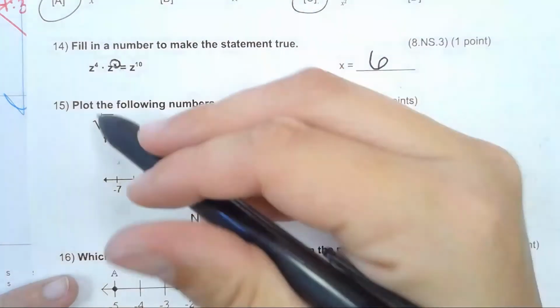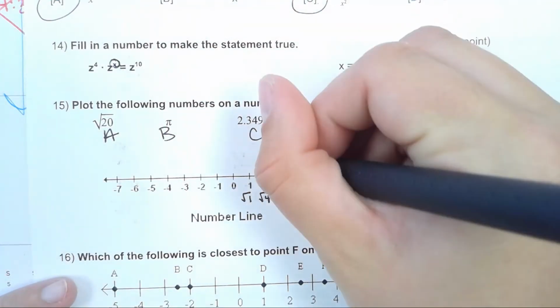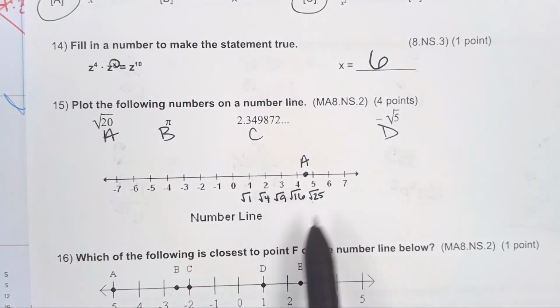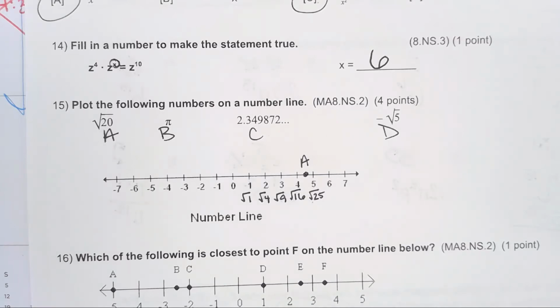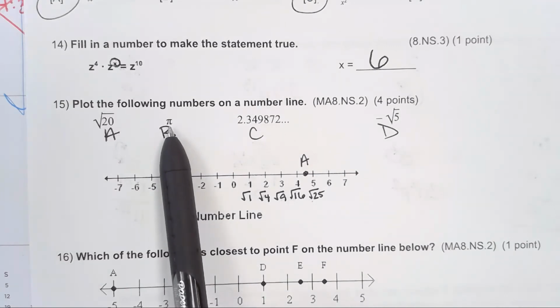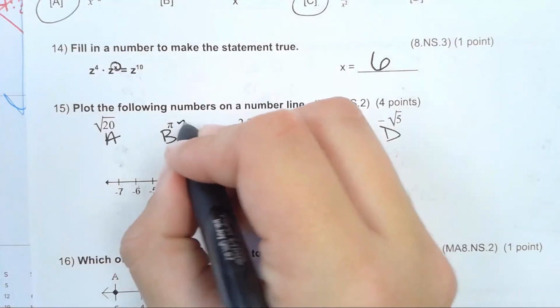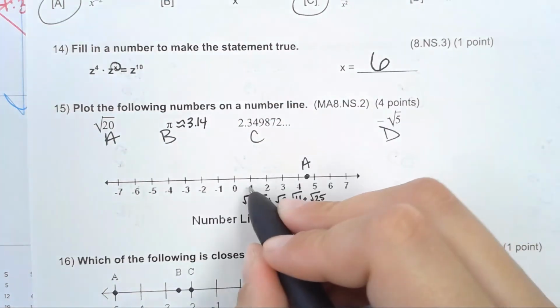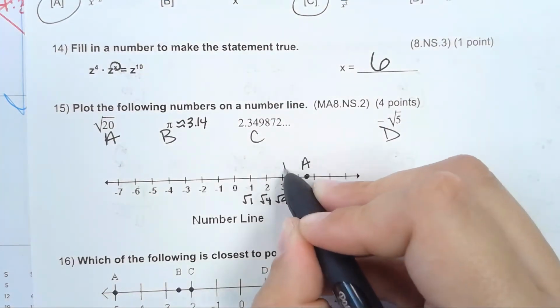Okay, so there's a couple different ways to plot non-perfect square roots, but try to see if you guys can do it this way first, and then use your calculator to double check that you did it correctly. So B, the symbol is pi, so we approximate pi as 3.14. So if I were to plot that on the number line, pi would be about right here.